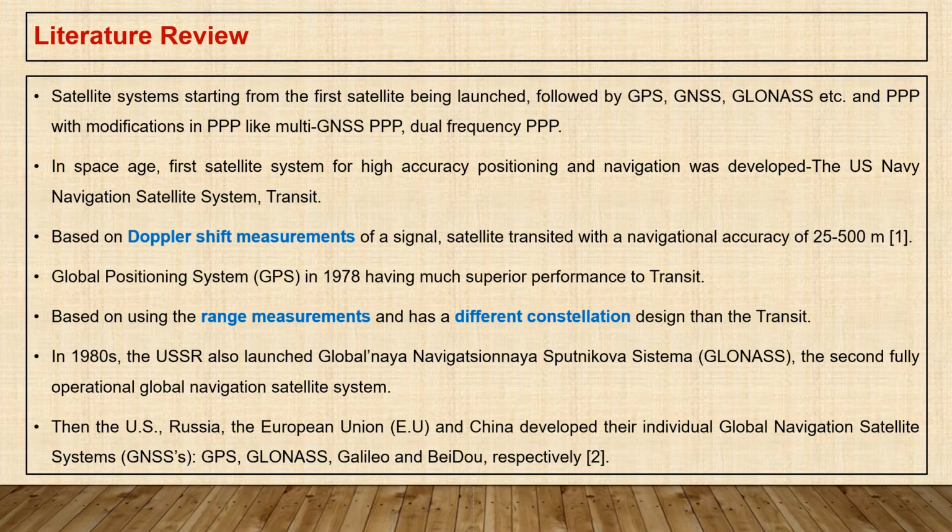Now, in 1978, GPS was introduced, which was much superior to Transit, and its performance was quite good. This was based on ranging measurements, that is, specifying different ranges, and it had a different constellation design, which was not similar to Transit. In the 1980s, the USSR launched GLONASS, which was the second fully operational GNSS. After that, the US, Russia, EU, and China developed their own GNSS and satellites. So this satellite progress followed thereafter.